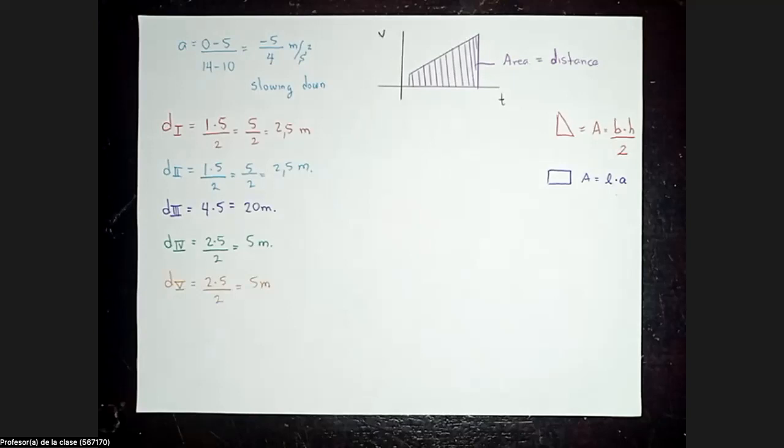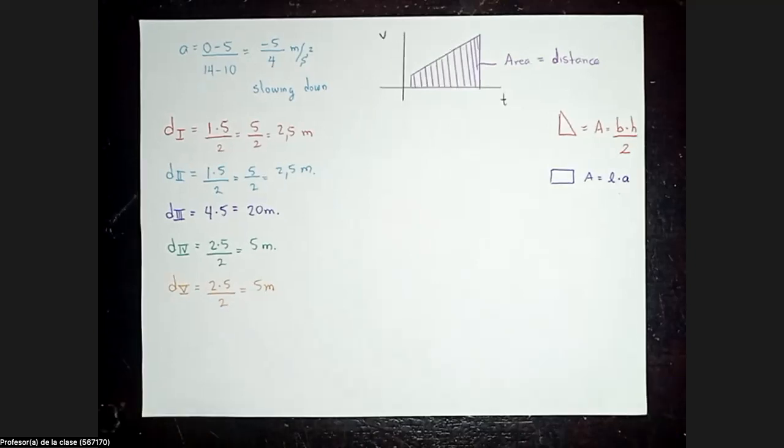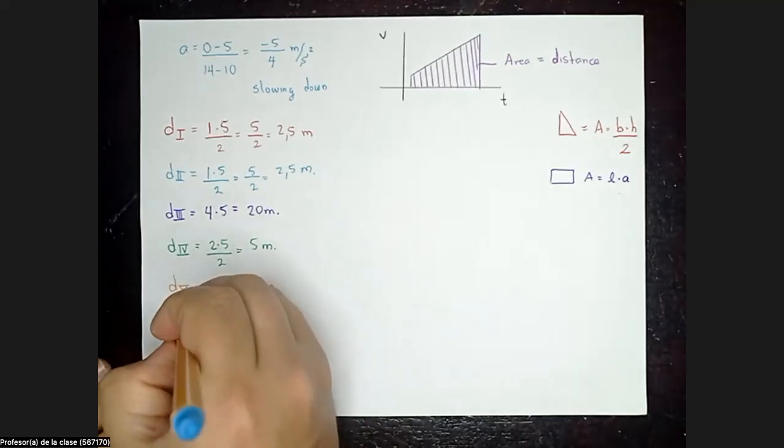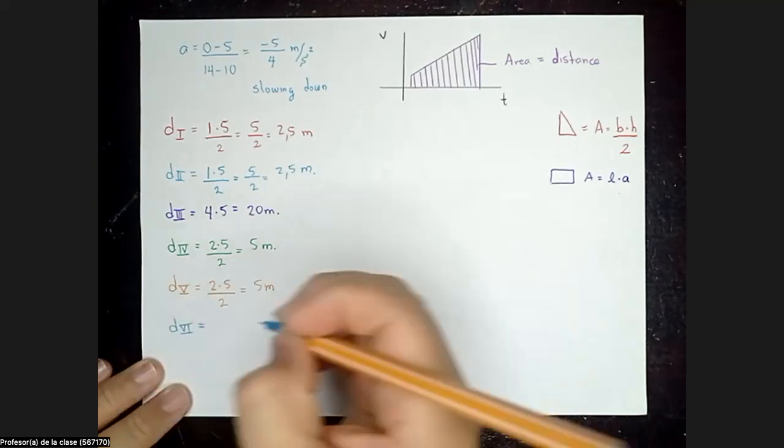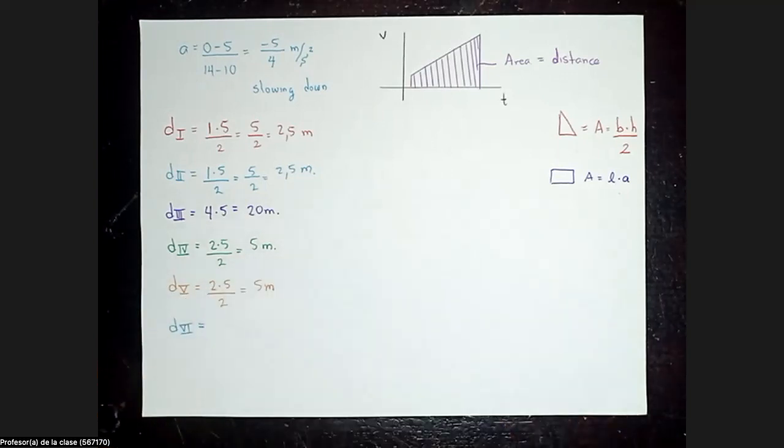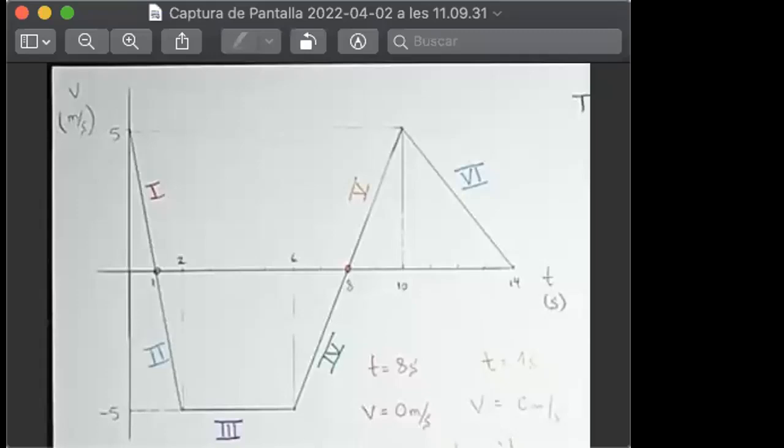Okay. And the last interval, that is number 6. Okay, there is another triangle. The base is going to be 4, the height is going to be 5, and divided by 2 is going to be 10 meters.